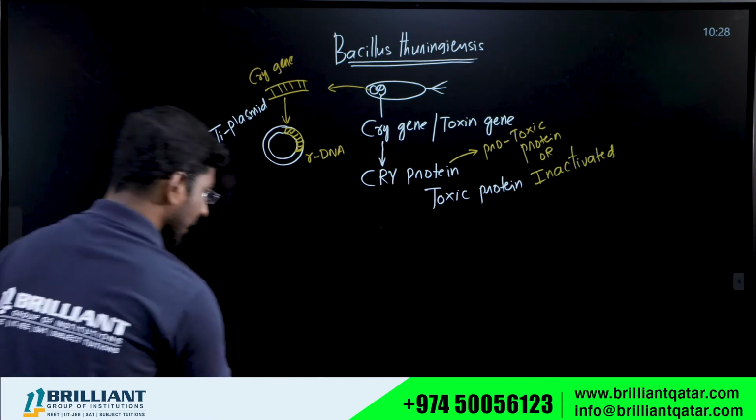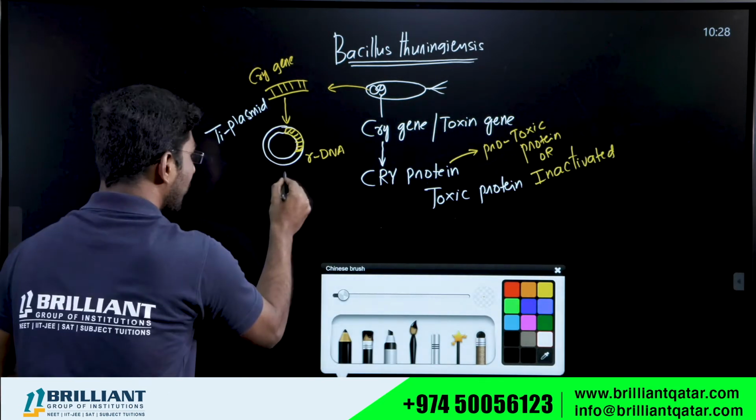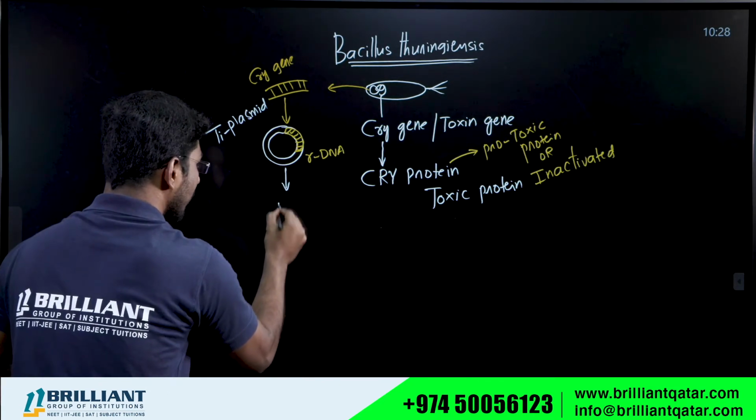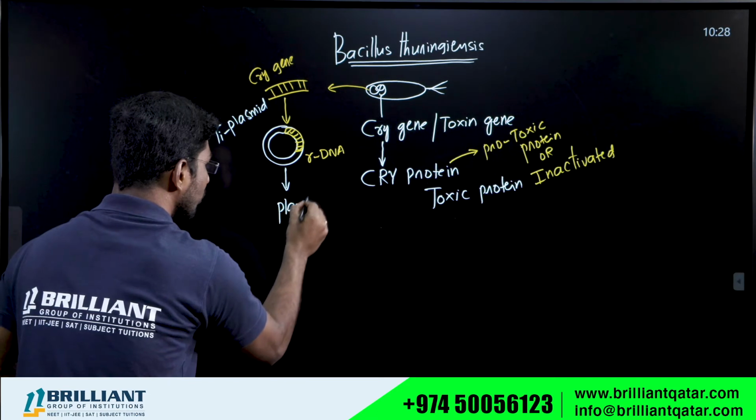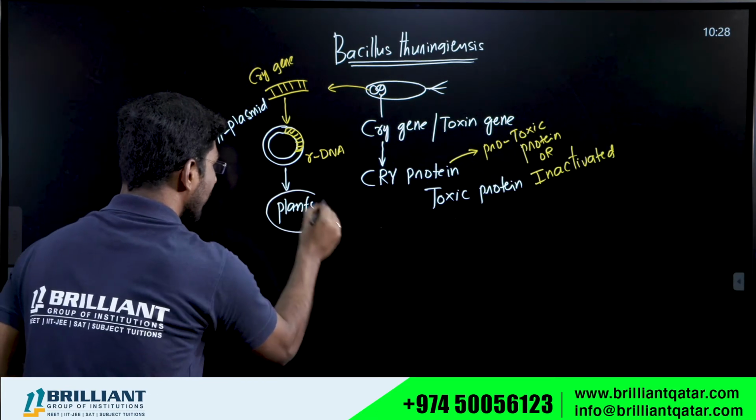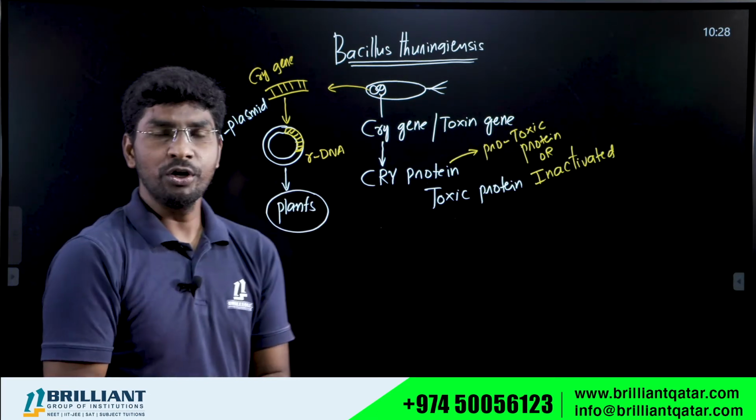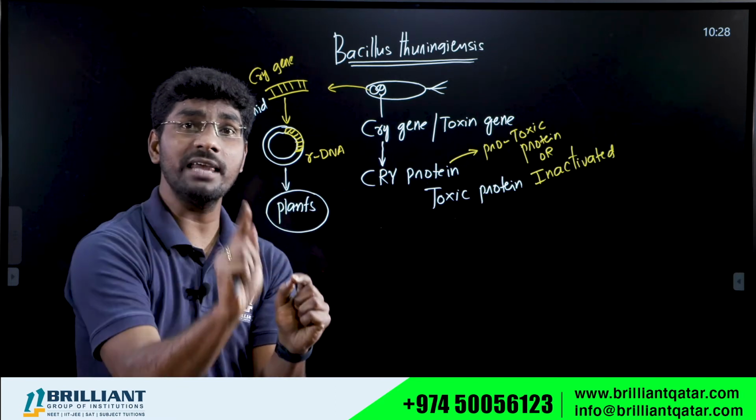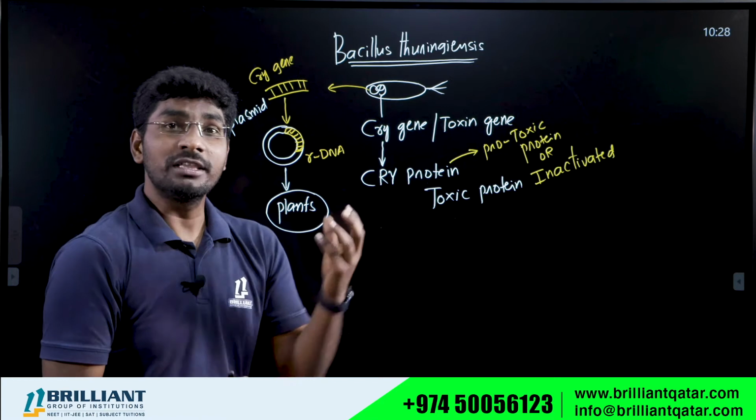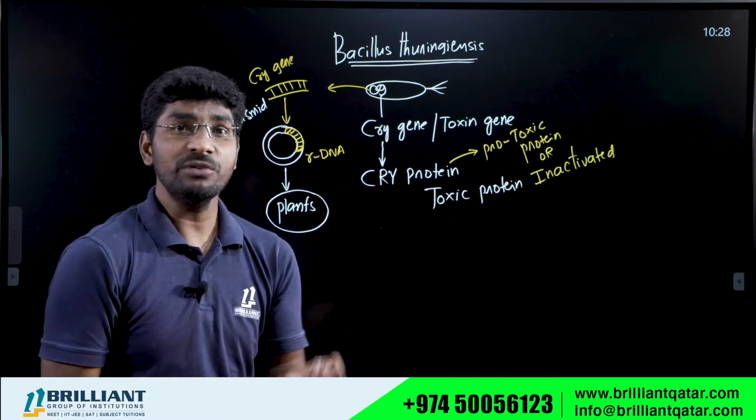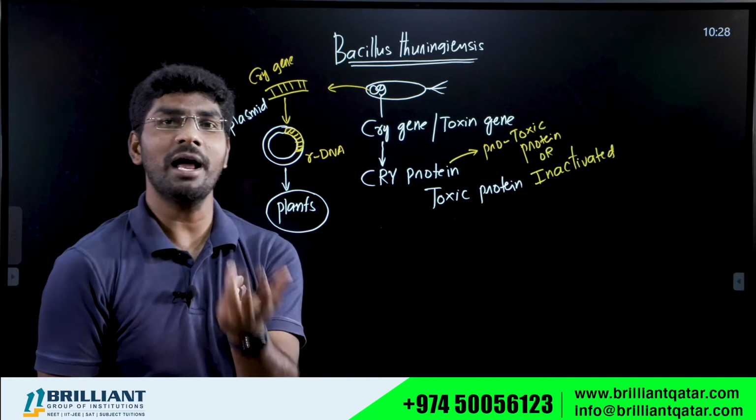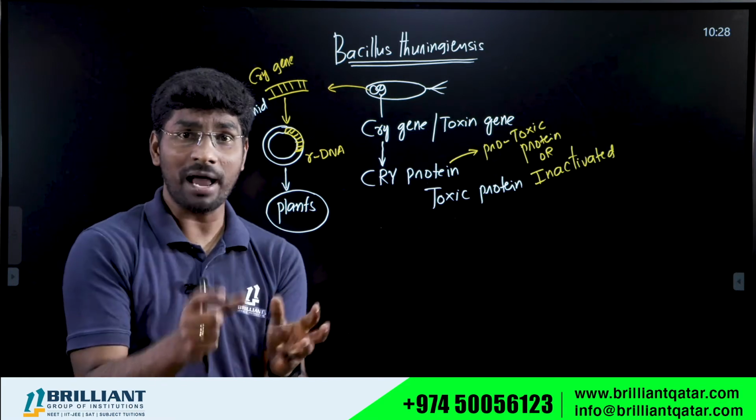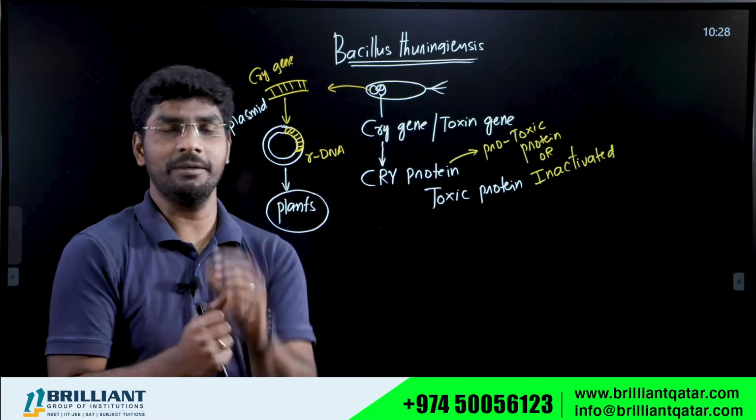So this recombinant DNA they introduce in the plants. In where? Plants. Just assume this is a cotton plant. Okay? Cotton plant. So this cry gene, a bacterial gene, is now in the plant. So that plant we can say is a genetically modified plant or organism, because the plant has a bacterial gene.